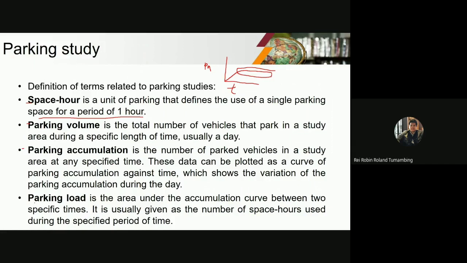Okay? Next is the parking load. It is the area under the accumulation curve between two specific times. It is usually given the number of space hours used during the specified period of time. So let's say we have here T1, ang T1 mo, and you have here T2. Okay? So yung area under this curve, no, itong area na to, yan yung parking load mo. Okay? Yan yung total space hours mo. So, paano mo yan kukunin? So, mag-i-integrate ka lang dyan in order for you to get the total area under the curve. Okay? Yung boundary mo is T1 to T2.